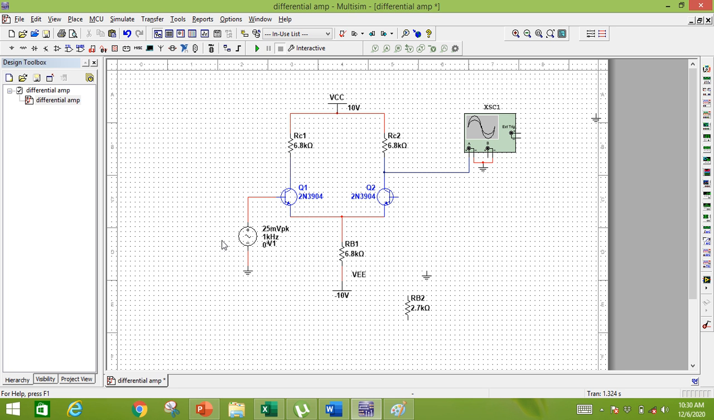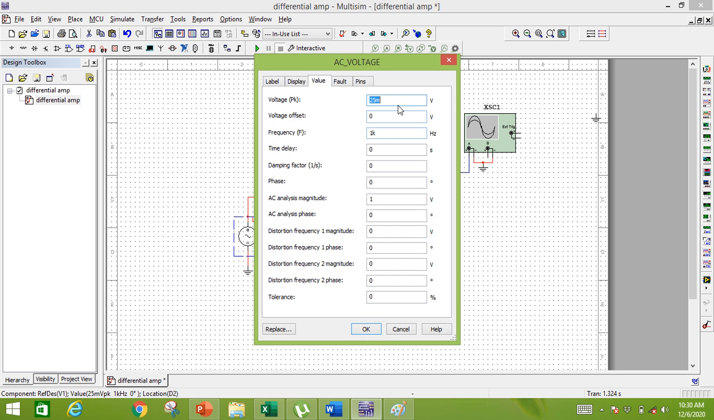We already applied the AC source here, so we connect the base of Q2 to it. We will connect the base of Q2 to this AC source. But in common mode the input voltage is actually (V1 + V2) / 2. So here I will change this value. In common mode the input voltage will be equal to (V1 + V2) / 2.